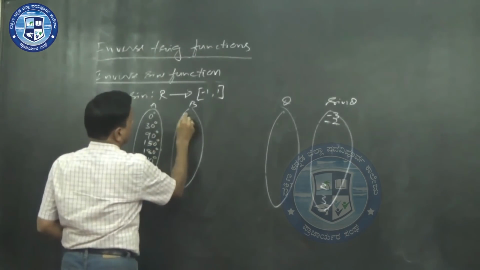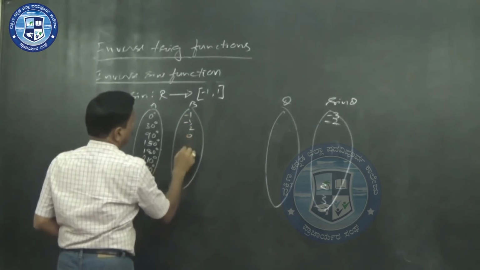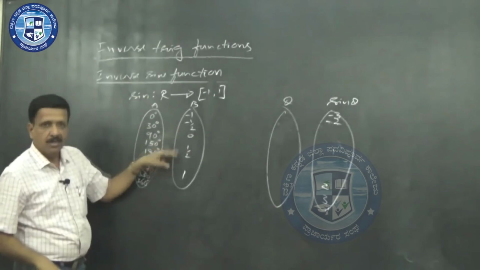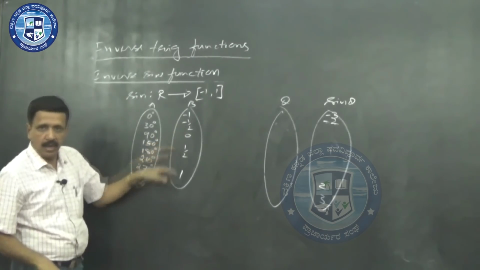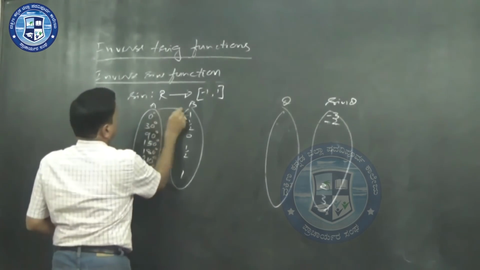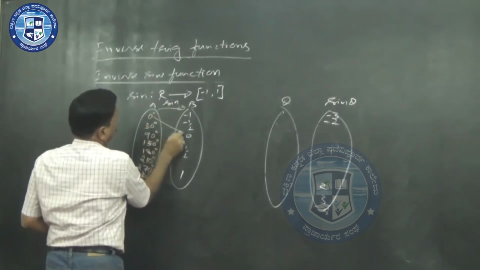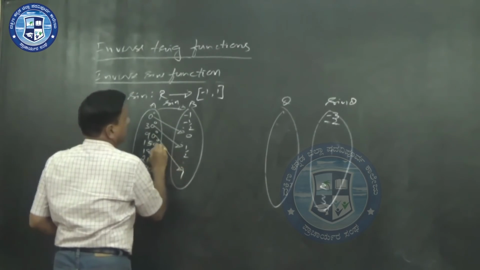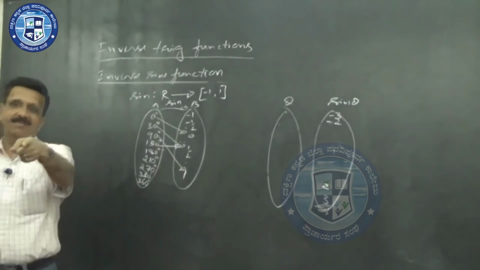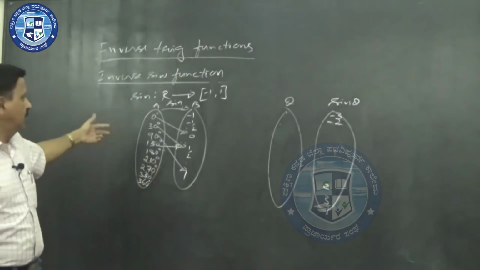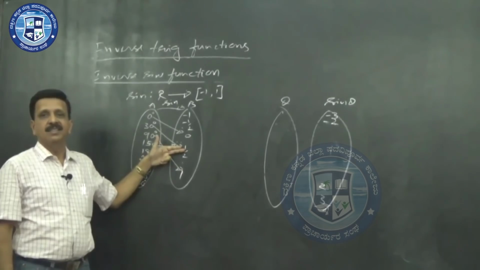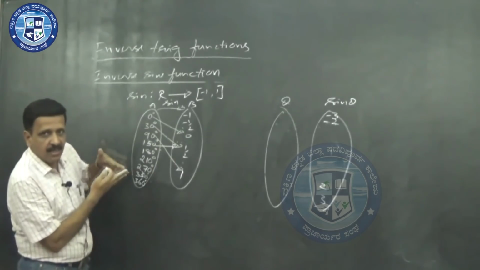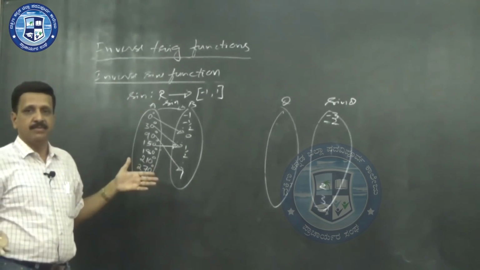And in set B, different values like -1, -half, 0, half, and then 1. You could have written still more, like 1/√2, √3/2. This is the sine function, you know. Sine 0 is 0, sine 30 is half, sine 90 is 1, sine 150 is sine 30 again, half. So no longer is it bijective, because it is not 1-1.